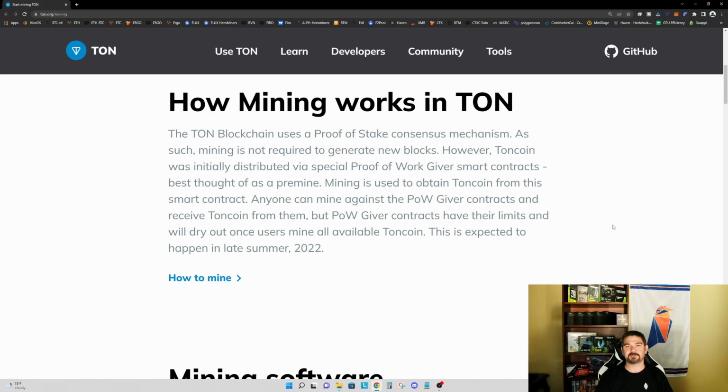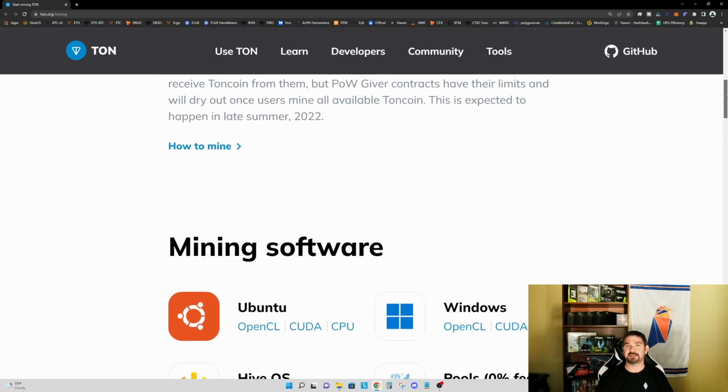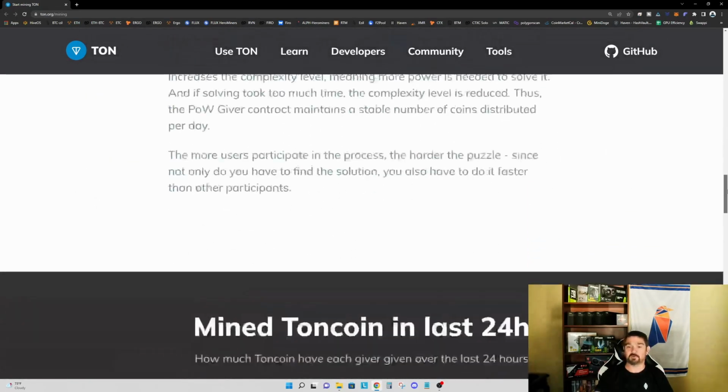Once those proof of work contracts have depleted and all of that coin is in circulation, the blockchain is proof of stake. So there is no more mining TON after these contracts are depleted. Mining is used to obtain TON coin from the smart contracts. Anyone can mine against the proof of work giver contracts and receive TON coin from them. But proof of work giver contracts have their limits and will dry out once users mine all available TON coin. This is expected to happen in late summer 2022. As I mentioned, today is May 21st, 2022.